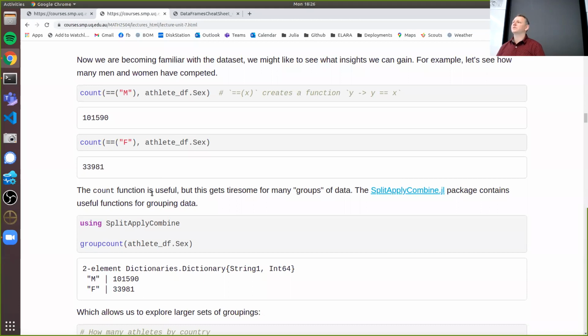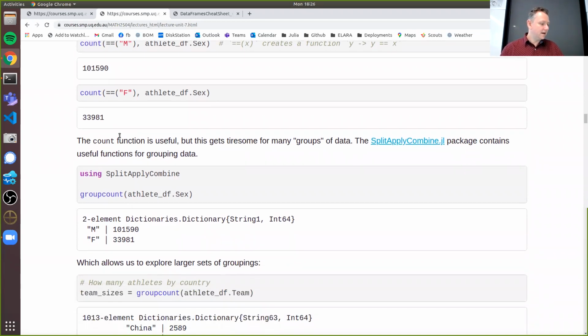Now, if we had lots of different groups, and we wanted to look at how many people competed each year, we'd have to do a calculation for each year, right? And that'd be kind of annoying. So there's this package, and I'm a bit biased towards it because I wrote it, called Split, Apply, Combine. It has a few useful functions for grouping data in vectors, basically.